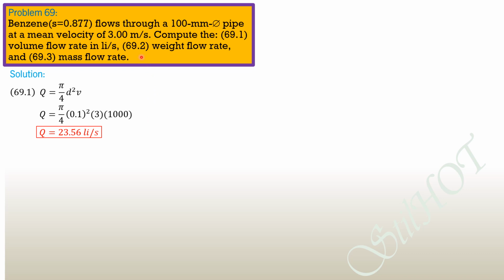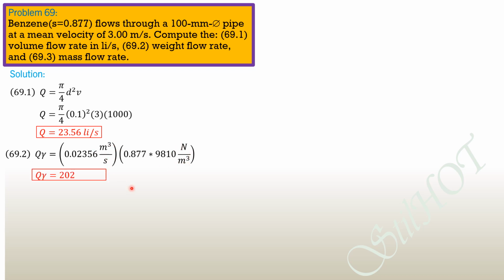69.2, weight flow rate is Q times specific weight. Since we have already computed Q, convert that to cubic meter per second, 0.02356 cubic meter per second. The specific weight is specific gravity of benzene times specific weight of water, 9,810 newtons per cubic meter. So the unit would be newtons per second. So 202.7 newtons per second.